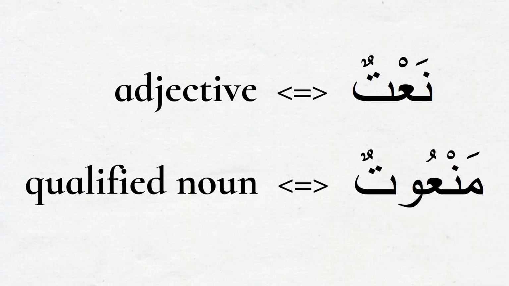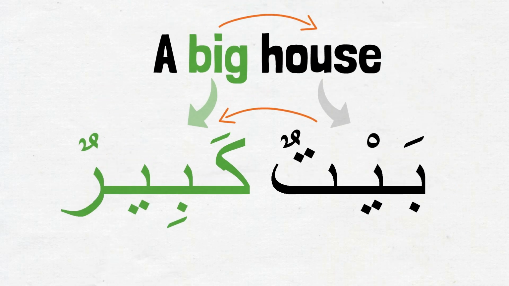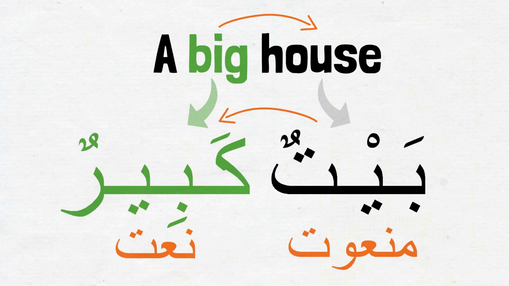Can you repeat after me? Na'at, man'ut. In our example here, we know that both baytun and kabirun are, first of all, the ism type words. But kabirun is coming as the adjective of baytun. Therefore, we say the ism kabirun is na'at, and the ism baytun is man'ut.